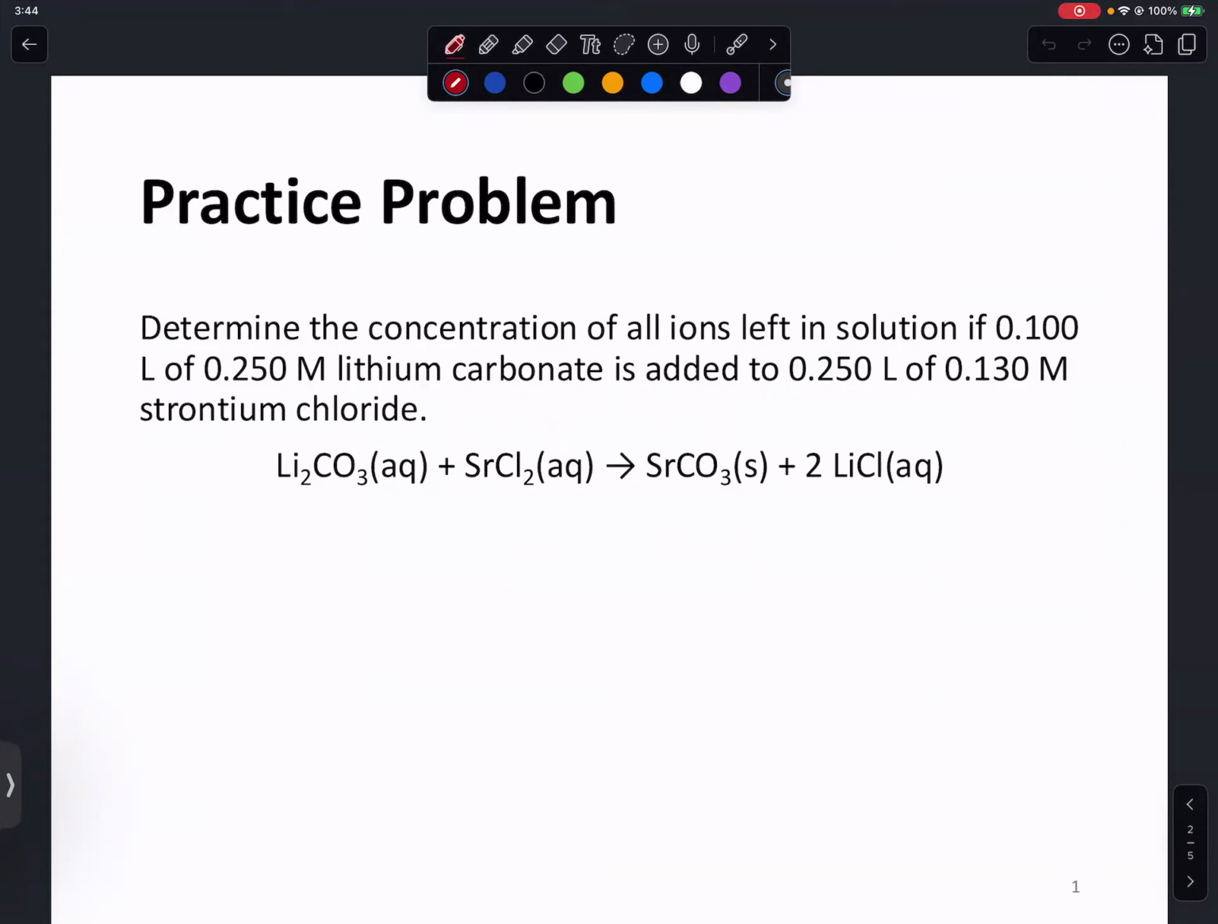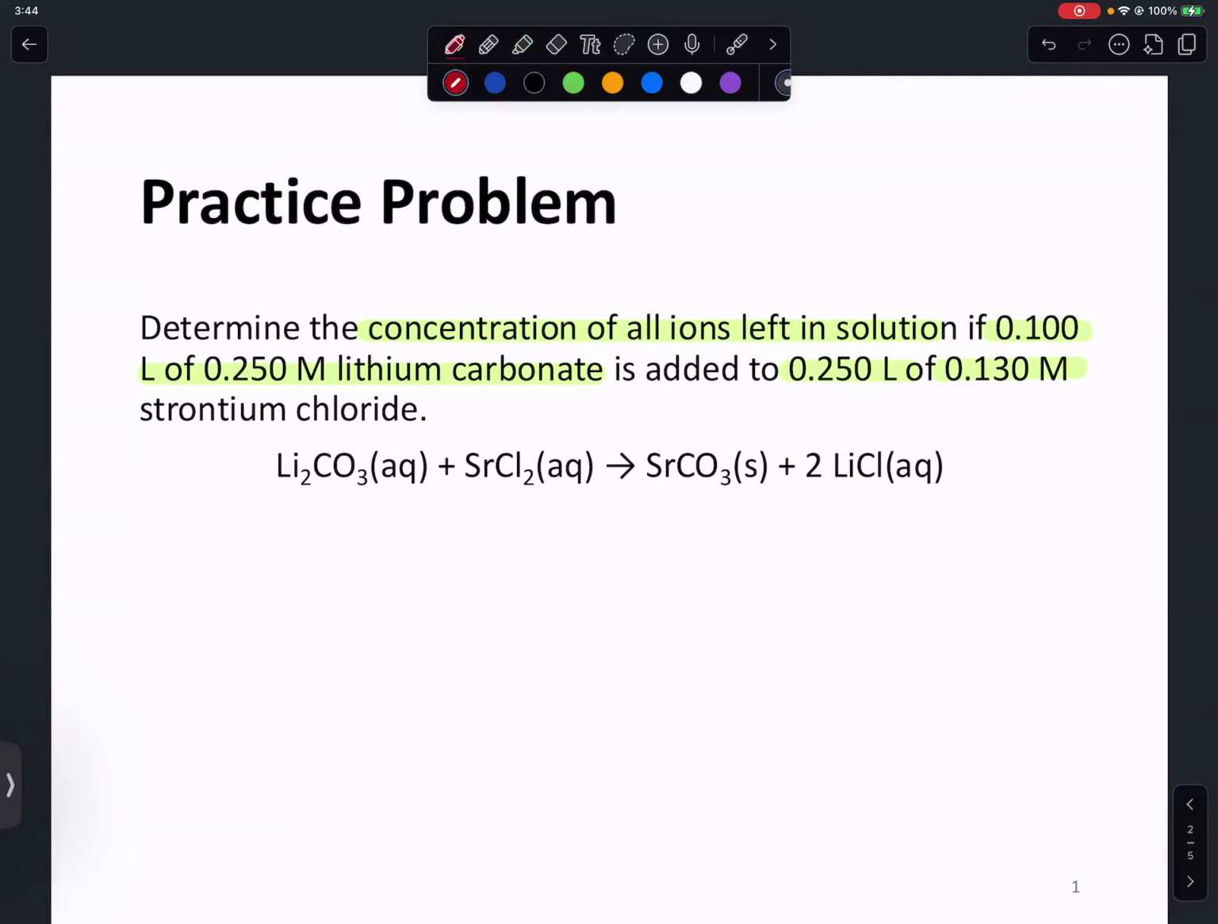So in this problem, it wants you to determine the concentration of all ions left in solution when mixing 0.100 liters of 0.250 molar lithium carbonate, and this is added to 0.250 liters of 0.130 molar strontium chloride.